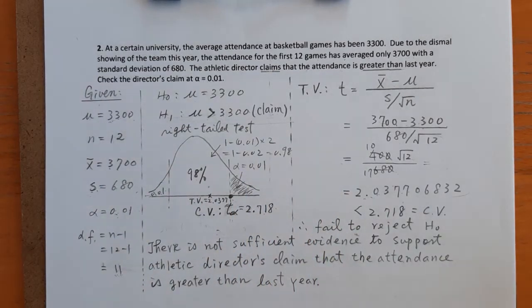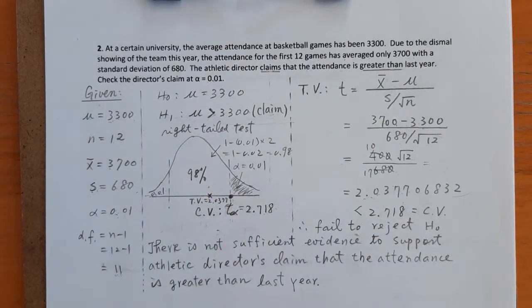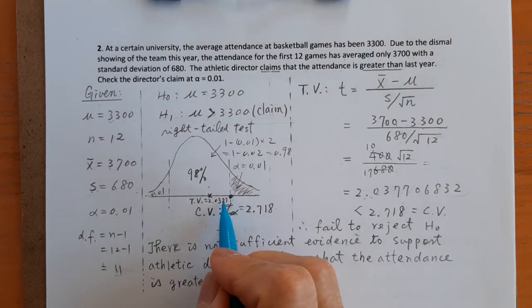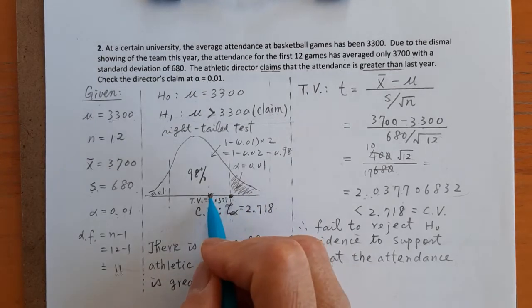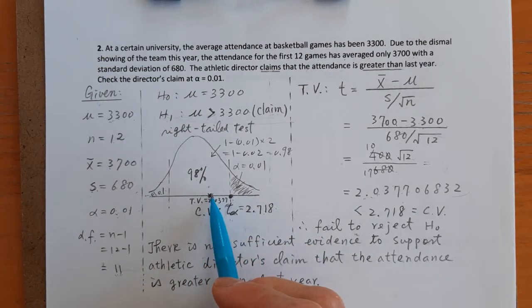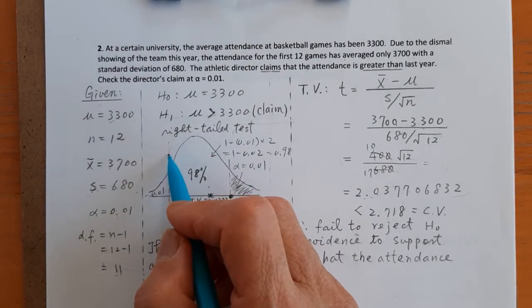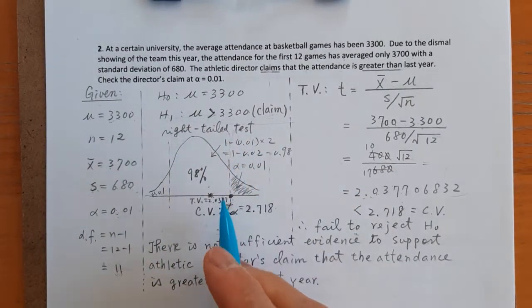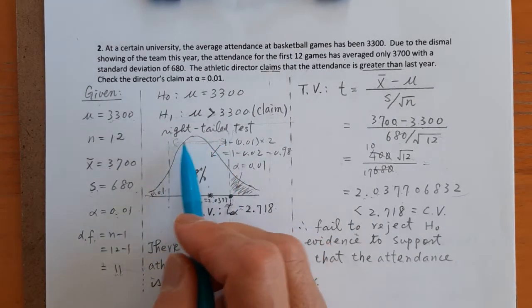It's less than the critical value. So the test value is to the left of the critical value. 2.0377 is less than 2.718. So the test value is falling in this region, and it's a fail to reject.